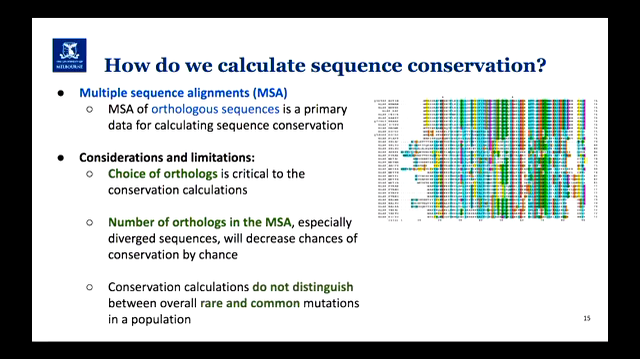And also, conservation calculations do not distinguish between overall rare and common mutations in a population. So since I'm going to be selecting one ortholog, which is basically one sequence per species, I don't have any representation of population variation. So the second one here is a human protein. This is just a reference. Is it representative of every single different population? Not really. So that's one of the main limitations of sequence conservation. Okay? And these, of course, will affect and in a certain way limit the methods based on conservation.